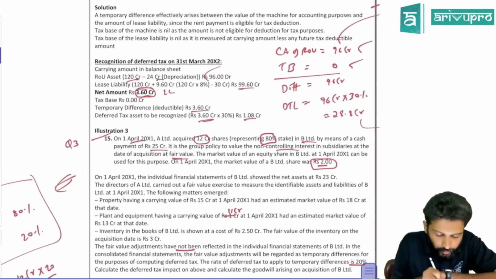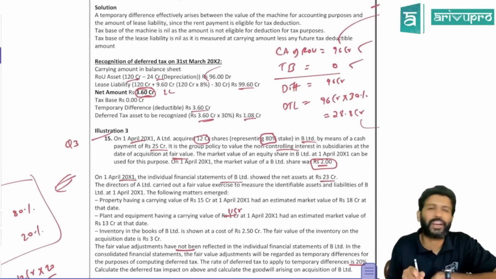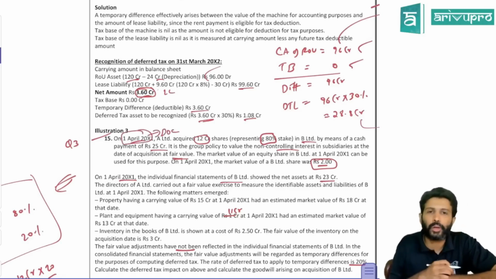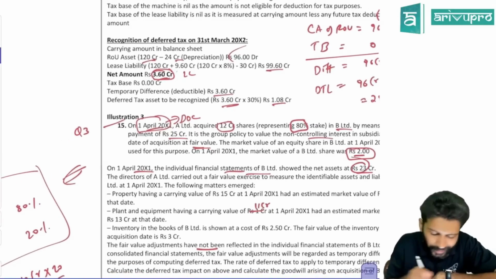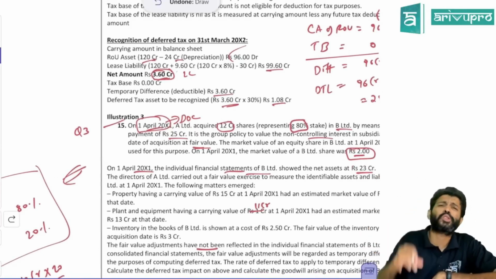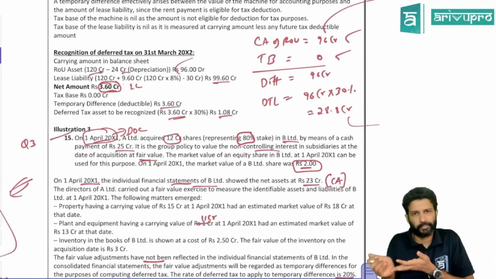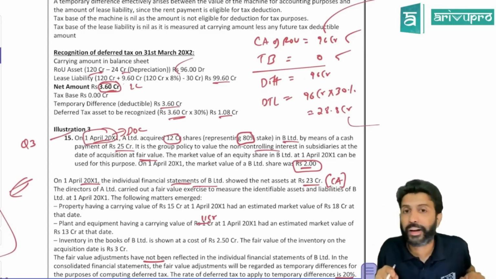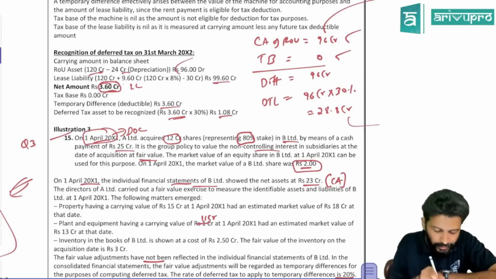We got it. On 1st April 20x1, individual financial statements of B Limited showed net asset of 23 crore. Okay, we got the control on 1st April 20x1 only. This is the date of control. On that day, financial statement showed a net assets of 23 crore. So financial statements will show what net asset? Financial statements will show the net asset at carrying amount, because that's what you show in your financial statements, no? But subsidiary ka net assets, we can't show it at carrying amount. We have to take it at fair value. Okay, I think they'll give that later.